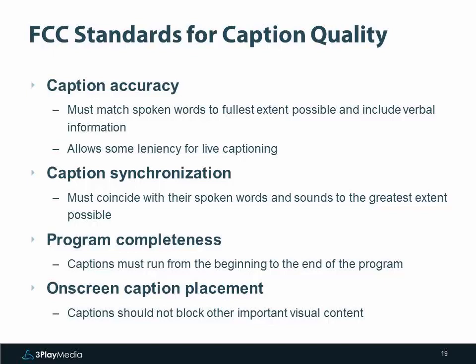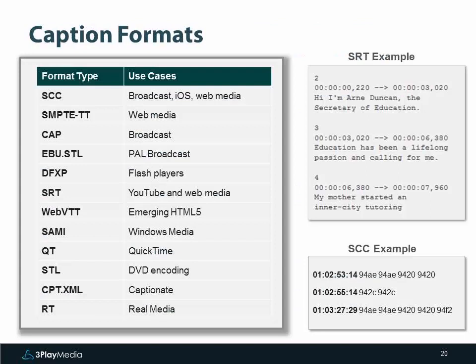And so we actually have a patent pending process that we use for this, where we go through and look at the pixels on each frame. And if we notice that the captions are obstructing critical text, then we'll automatically reposition the captions. And that's something that's done automatically. Okay, a little bit about caption formats.